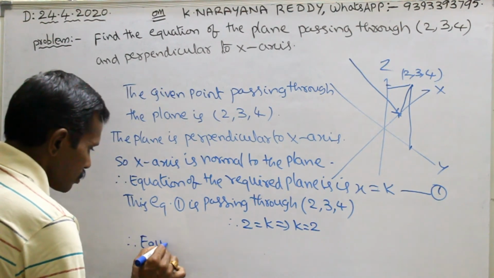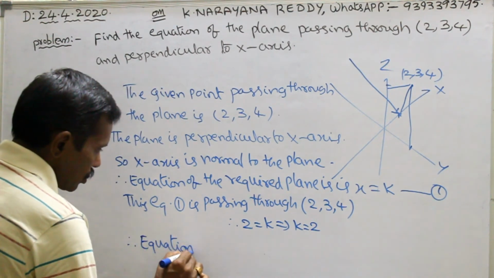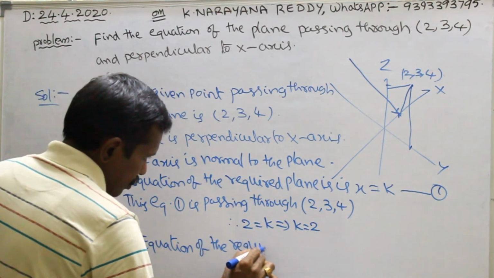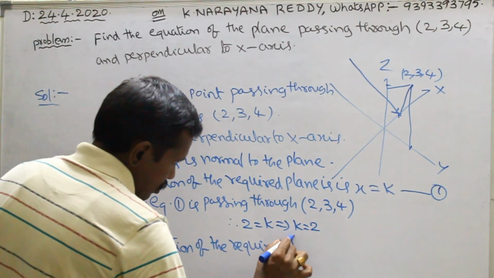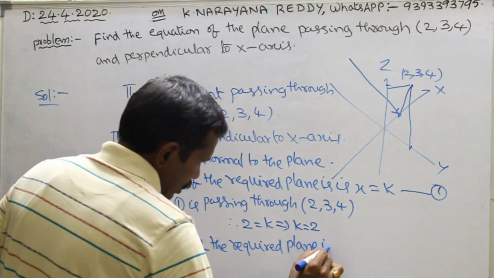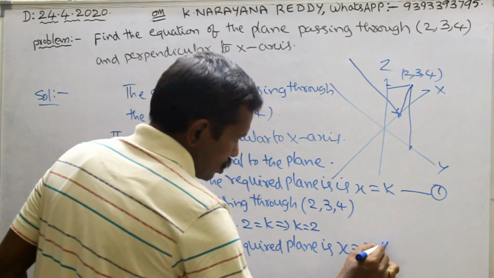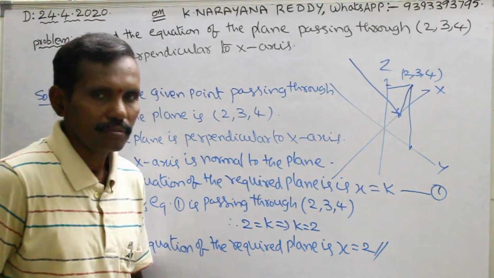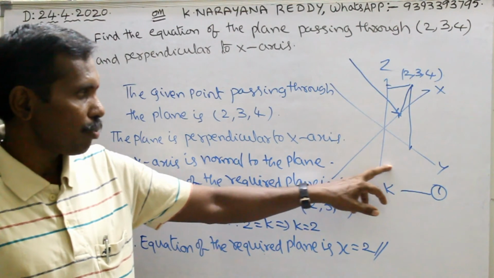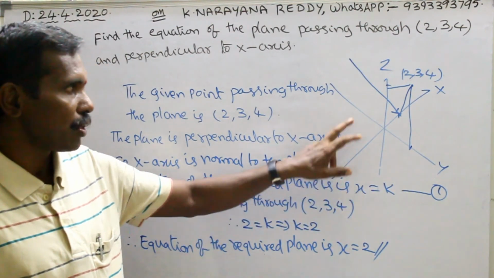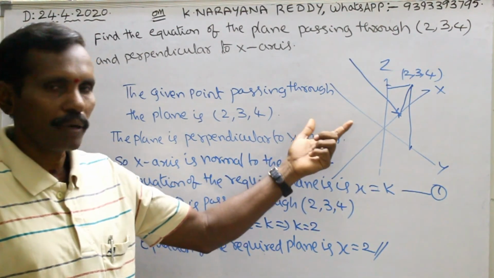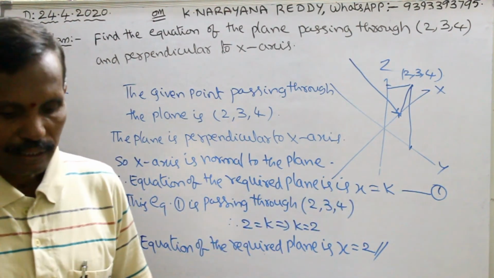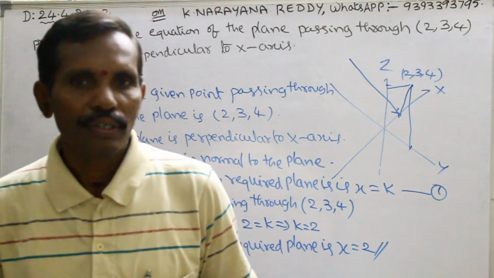The equation of the required plane is x equals 2. That's all. This is the required answer. Very simple. Just consider this one important thing: x is equal to k, that is normal to the plane. The x-axis is normal to the plane. That is why you are taking x equal to k. In this way, you can do the problem.